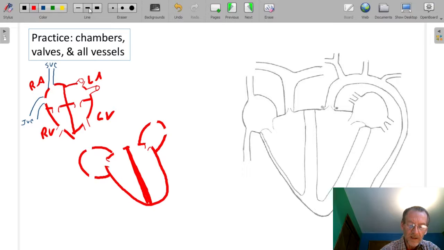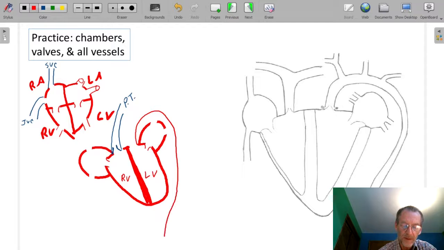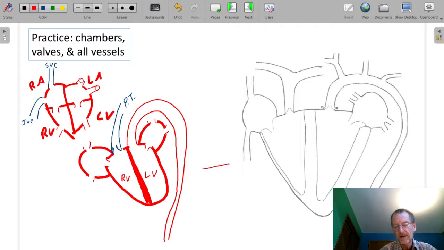So again, this is the right ventricle and the left ventricle, and the right ventricle pumps blood out through the pulmonary trunk. I'll just abbreviate it now for PT, out through a valve. Likewise, the left ventricle pumps blood out through the aorta. And there's our descending aorta. That's sort of a picture. So that's what I've done on the right, is that type of view.